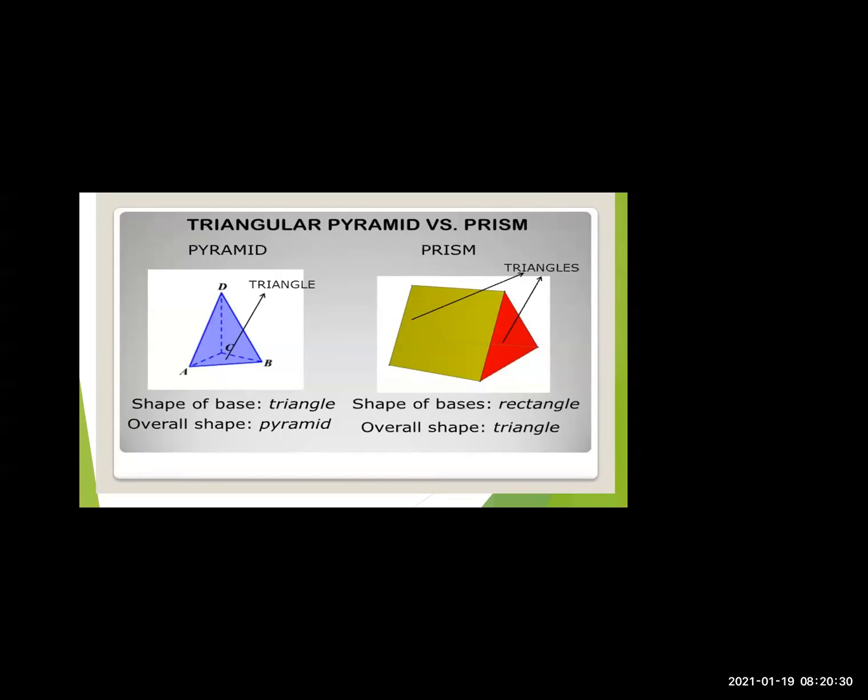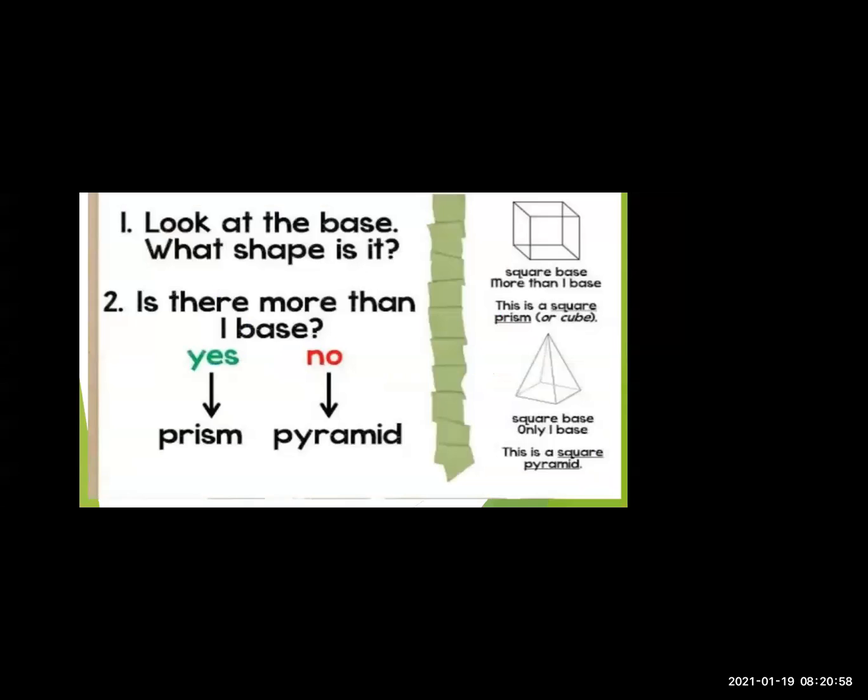But in the next figure, we can see there are two bases here and they are the same. Both are triangles. So there are two identical bases. But the coverage is always rectangular in a prism. So it's called a triangular prism.